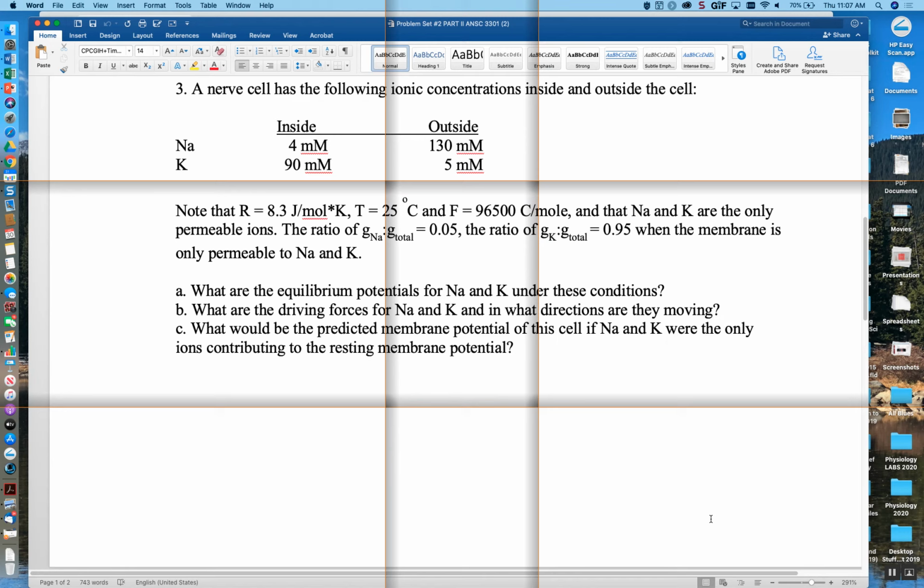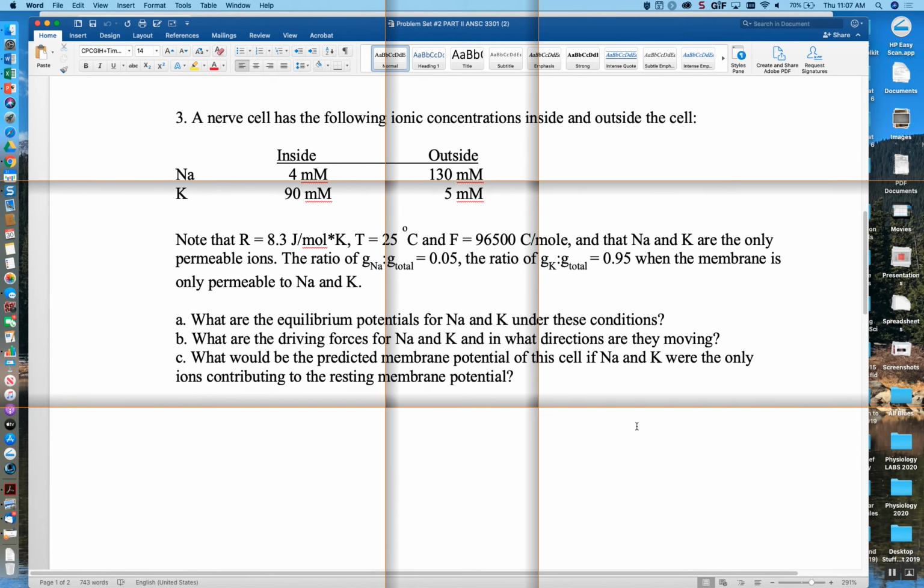Okay, so let's just draw that out. This is very much like what you would see on an exam. And then we're going to play a little mind game again. Let's just do the whole thing, actually. It gives us a little practice. This is number 3 on problem set number 2, part 2. Let's calculate the equilibrium potentials for both sodium and potassium.